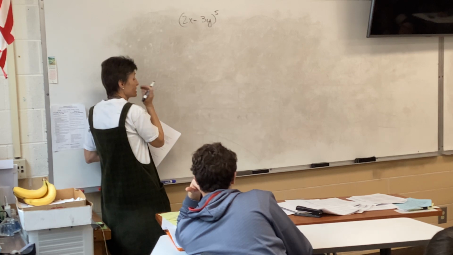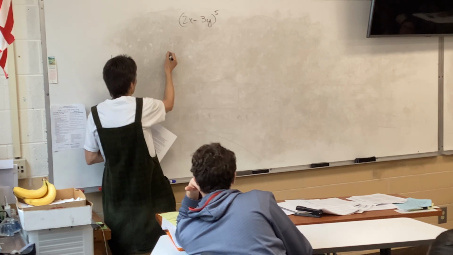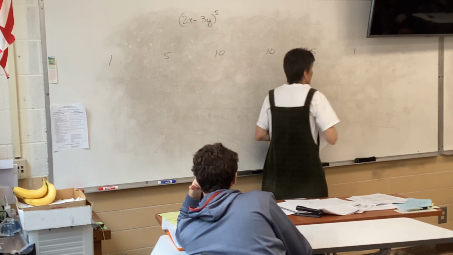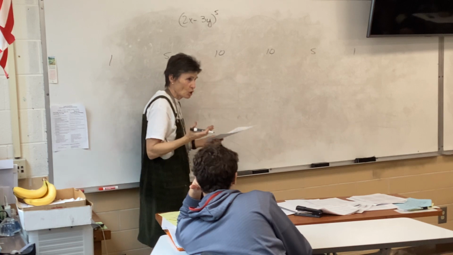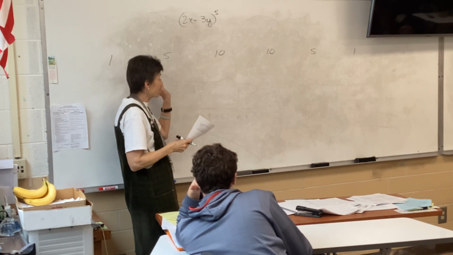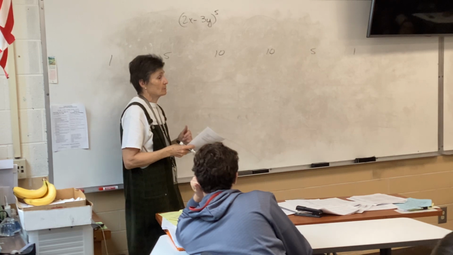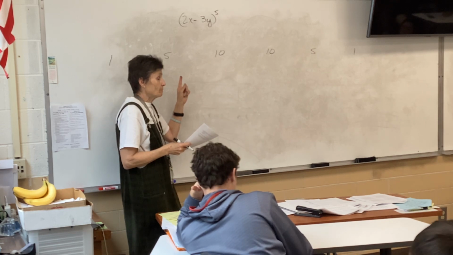Where did those coefficients come from? The fifth row of Pascal's triangle. Which I have memorized because I do this job, this is my job. You don't necessarily have that memorized, but you know how to build the triangle, you can build it out. It's the fifth row of the triangle.